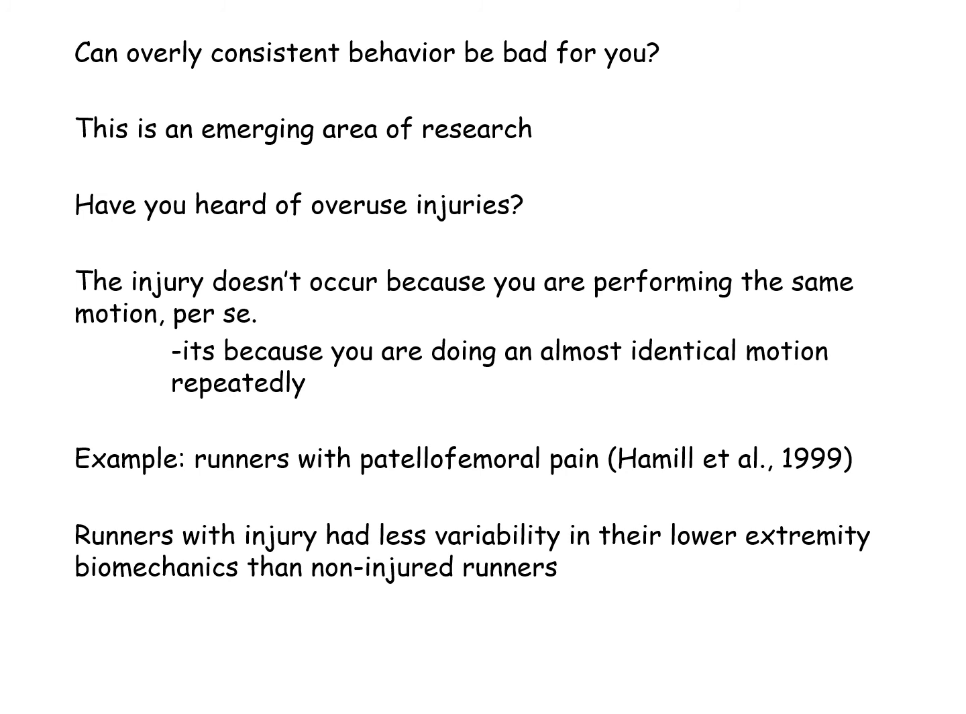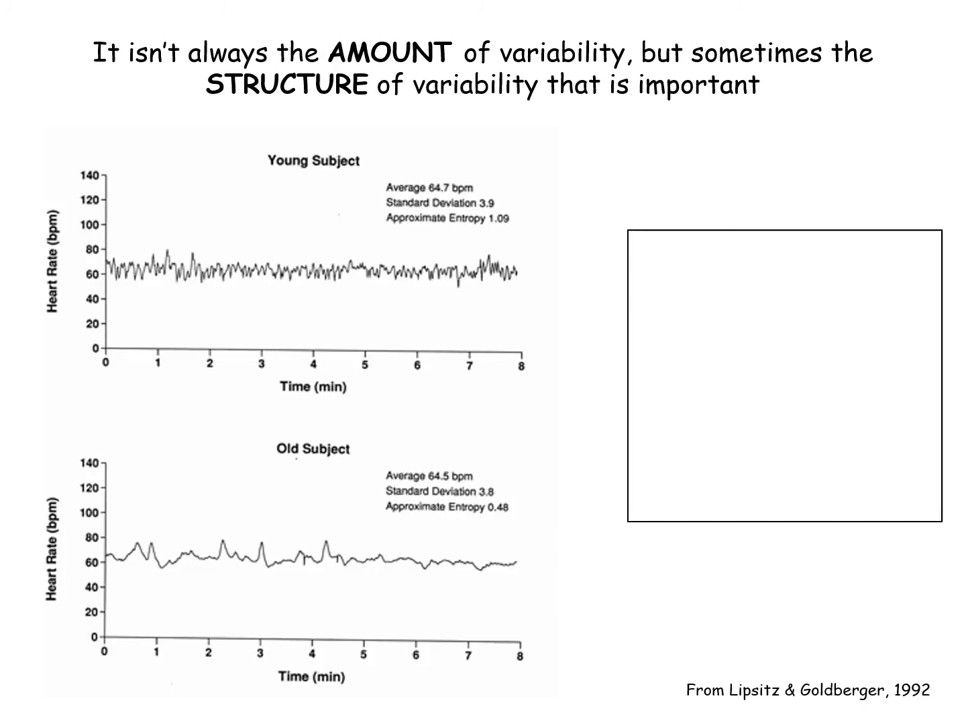Runners with injury had less variability in their lower extremities than non-injured runners. So when we look at that, it's constantly changing, so it's not placing the same stress on the same joint considerably all the time. So it isn't always the amount of variability, but sometimes the structure of variability that's important.